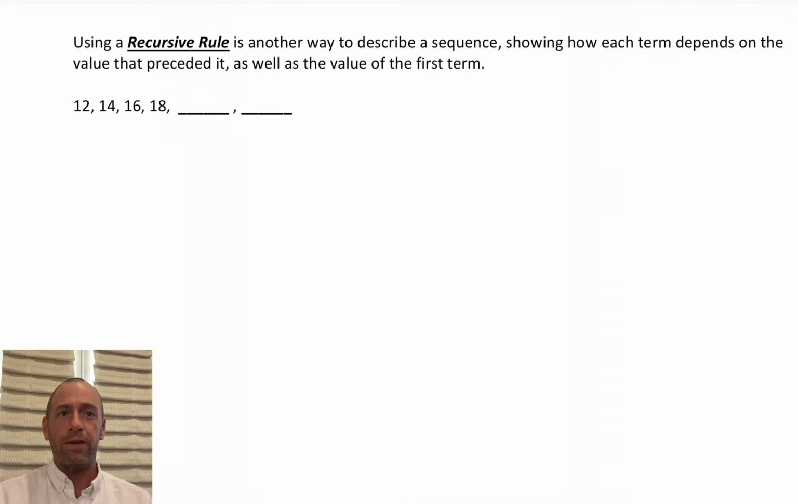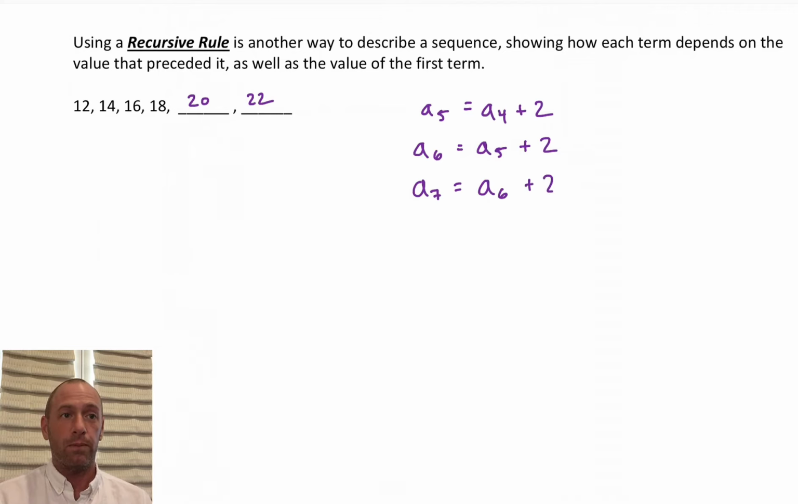So if I want the 5th number in the sequence, I need to add 2 to the number before it. So 20, then 22. So the 5th number, or the value of the 5th term, is equal to the value of the 4th term plus 2. The value of the 6th term would have been the value of the 5th term plus 2. The value of the 7th term would have been the value of the 6th term plus 2.